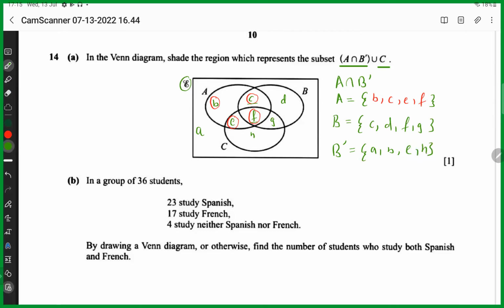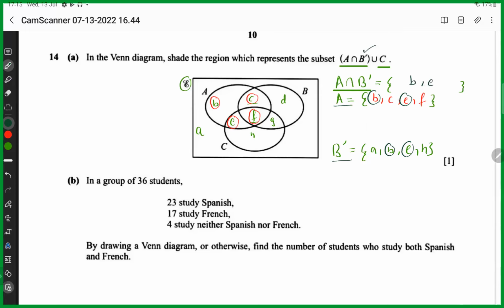So A intersection B complement. Can anyone tell me what elements do we have over here? It says intersection. When we have intersection, it means we will be talking about the common elements in both the sets, set A and B complement. So what do we have in common? We have B in common. We have E in common, right? So we have B and E in common, right? B and E are common in both the sets A and B complement. So the elements are B and E. Okay, we are done with this one.